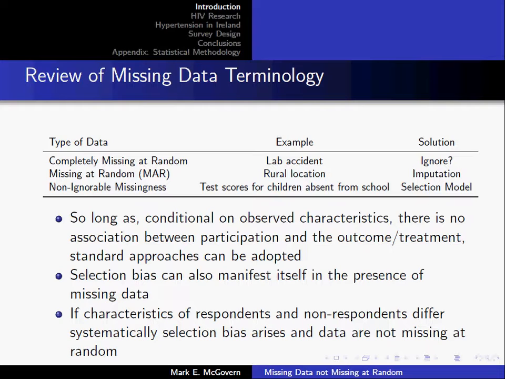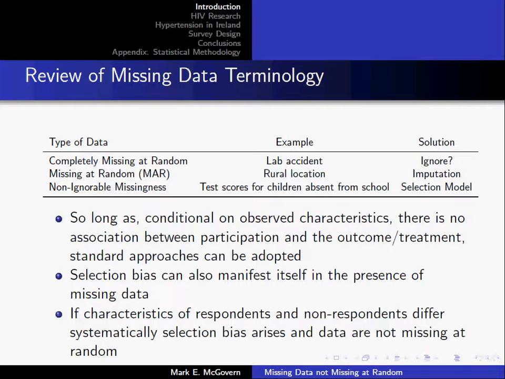Now, if the only reason why people are opting out of the survey is because they live in rural locations, and you can measure that and adjust for that, you don't have a problem, because you can use a standard method like imputation to get back from MAR to case 1. So we know how to handle those types of situations. That's great. The real issue is with the final one.